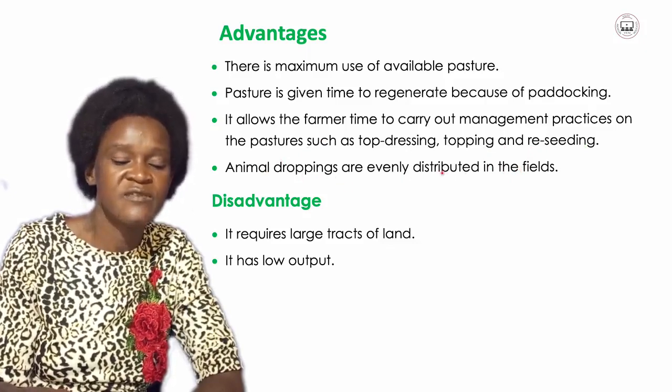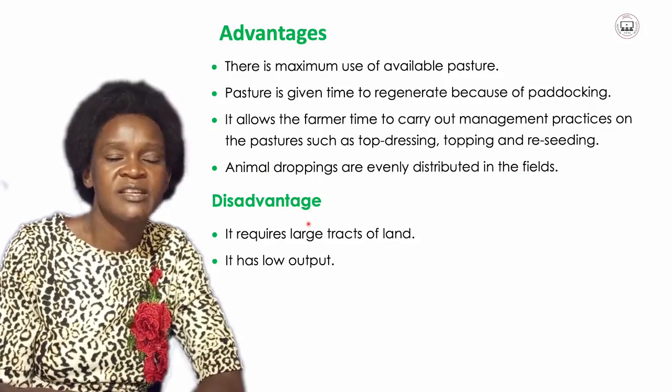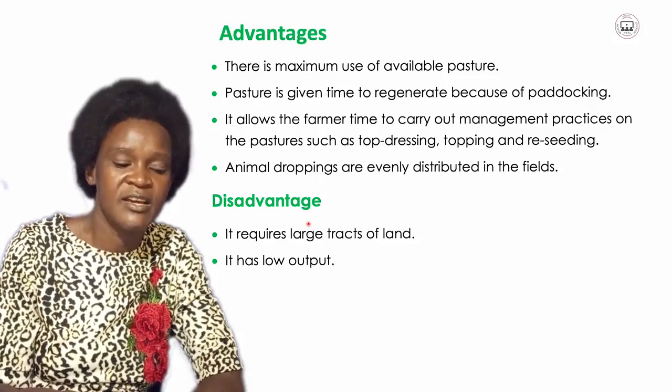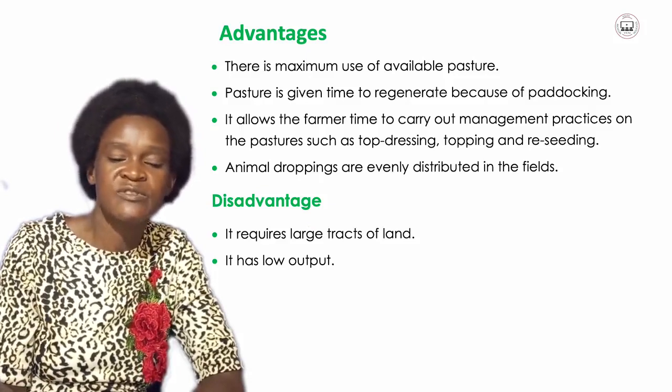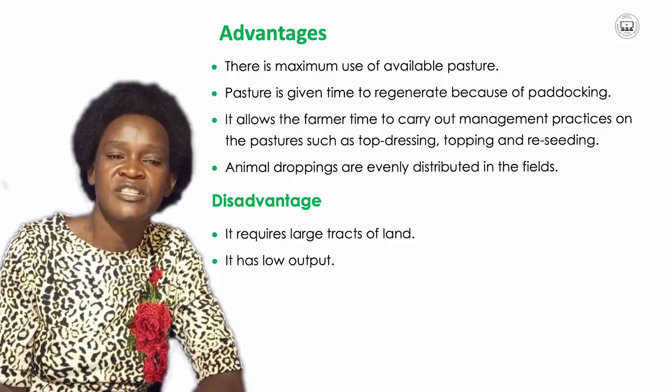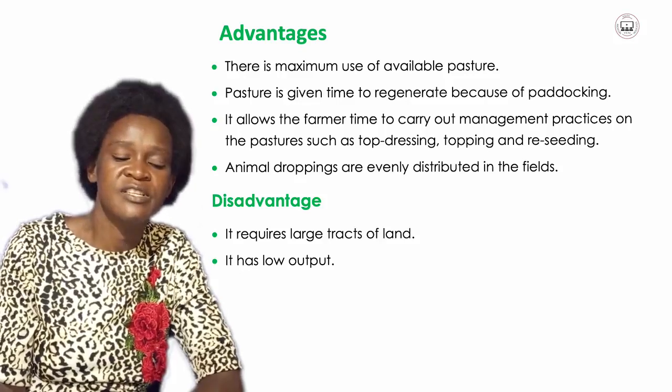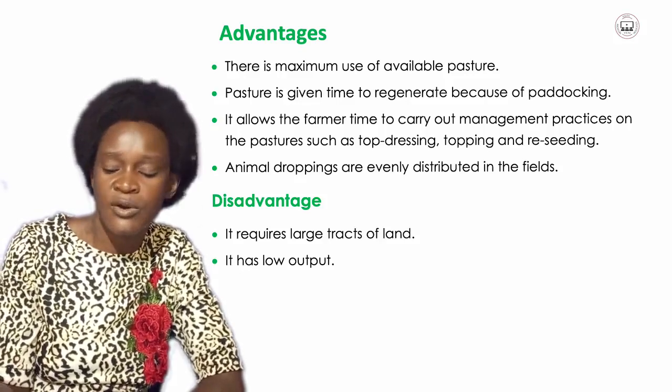In terms of disadvantages, it requires large land and it has low output, just because the fertilizers are not used, or the ones which can retain soil fertility. That's why there is low output.